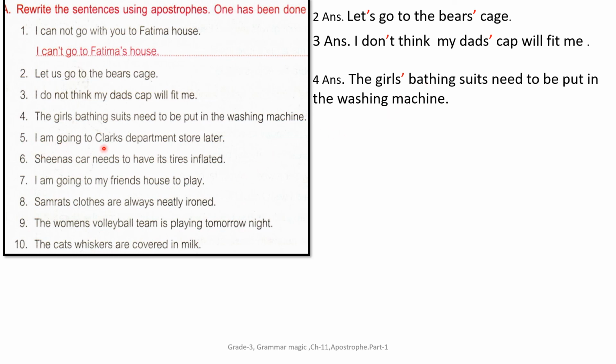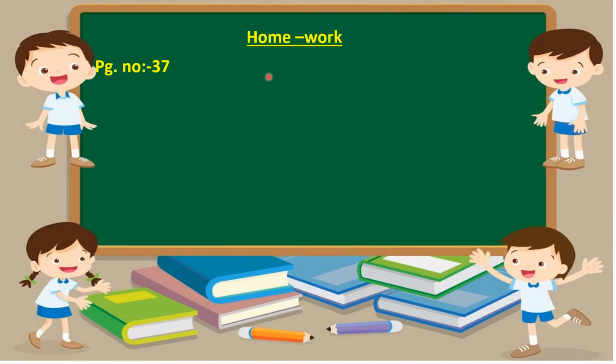Fifth one, I am going to clerk's department store later. So children, in this sentence, I am, we need to change to I'm going to clerk's department store later. Now the remaining questions are 6, 7, 8, 9 and 10. Try to solve these questions on your own, children. Then after some days I will send the answers. You check the answers and write them again. This is your homework, children. As I have told you earlier, page number 37.